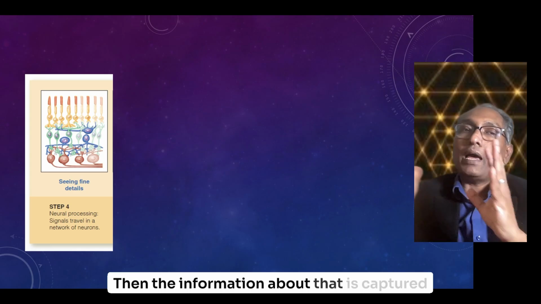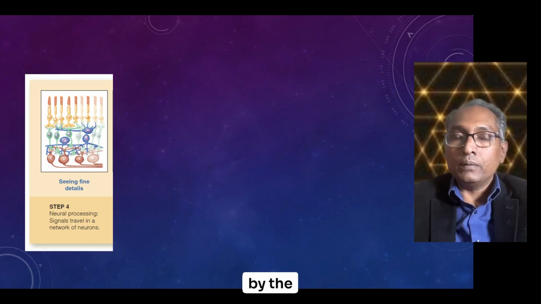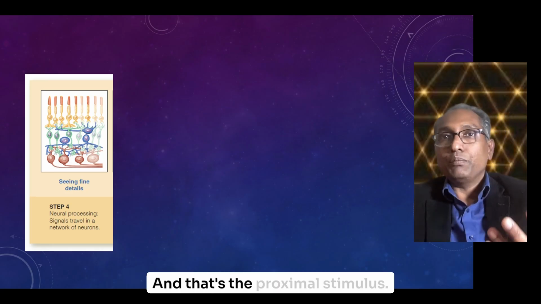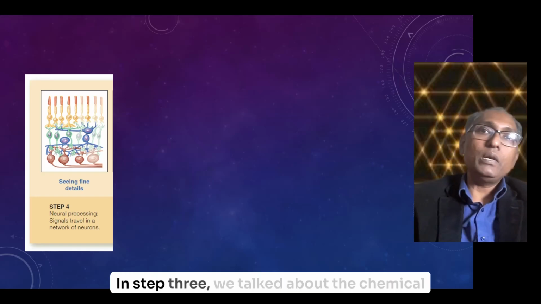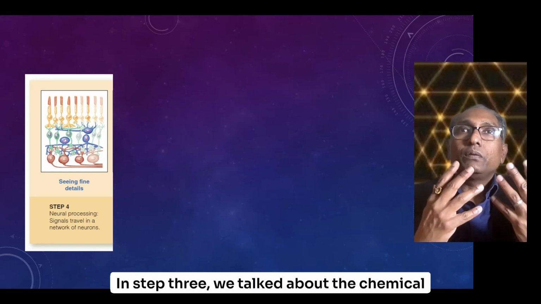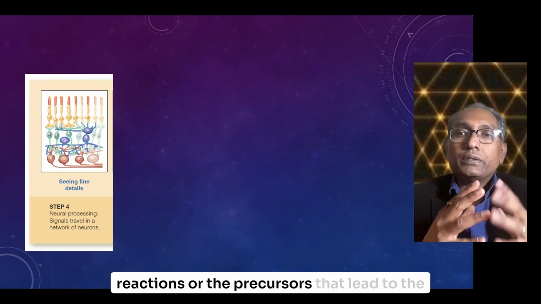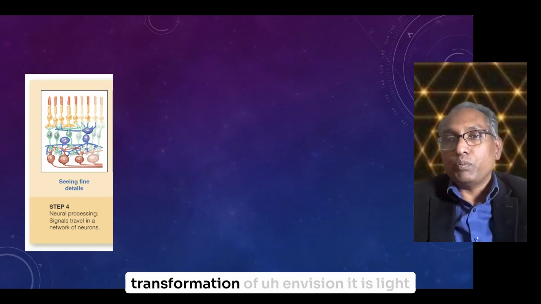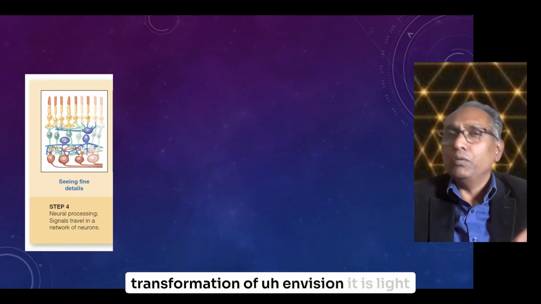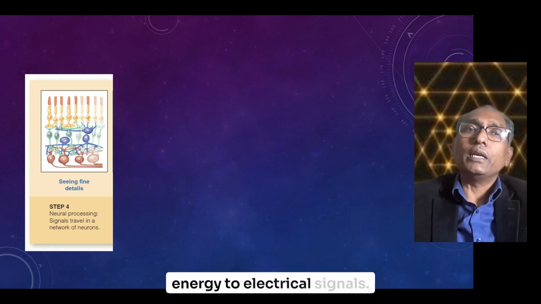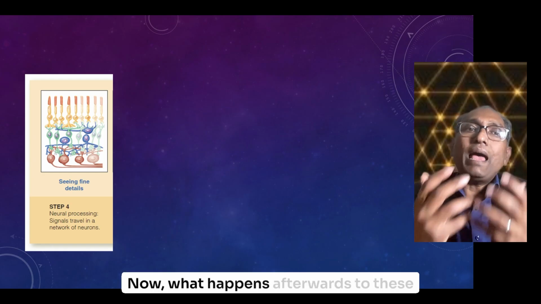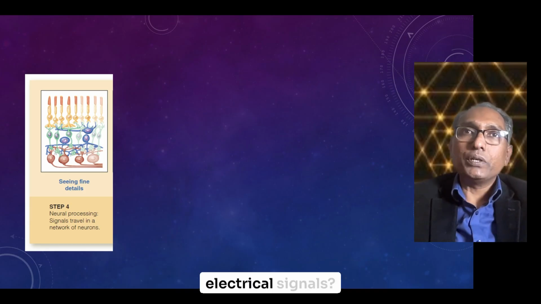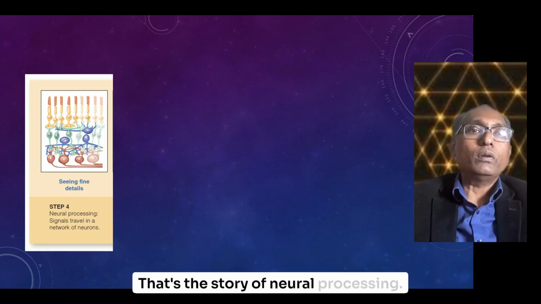Then the information about that is captured by the photoreceptors, and that's the proximal stimulus. In step 3, we talked about the chemical reactions or the precursors that lead to the transformation of light energy to electrical signals. Now, what happens afterwards to these electrical signals? That's the story of neural processing.